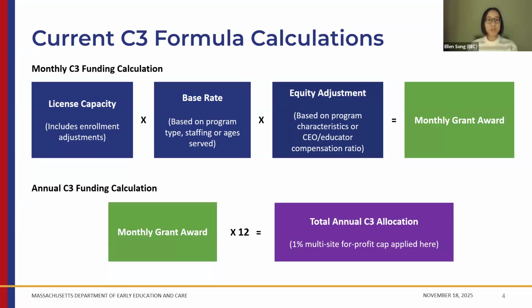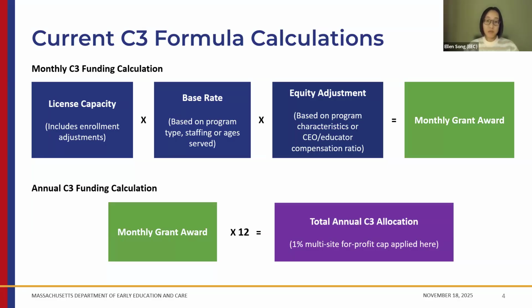To give people a quick overview of how the current C3 formula works, the C3 formula is comprised of three major components. We have the license capacity, which is adjusted for enrollment, the base rate, which further differentiates based on program type, staffing, and ages served, and the equity adjustment. These three components multiply together to result in the monthly grant award that goes to programs.